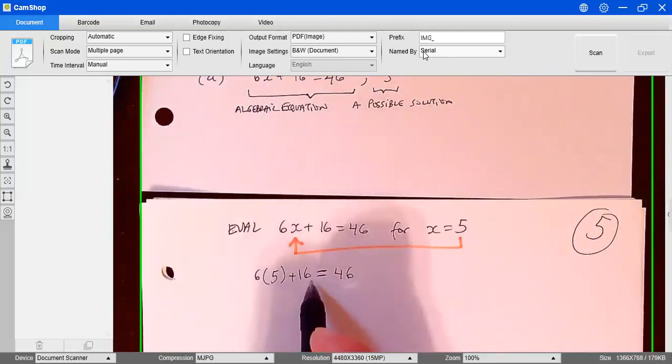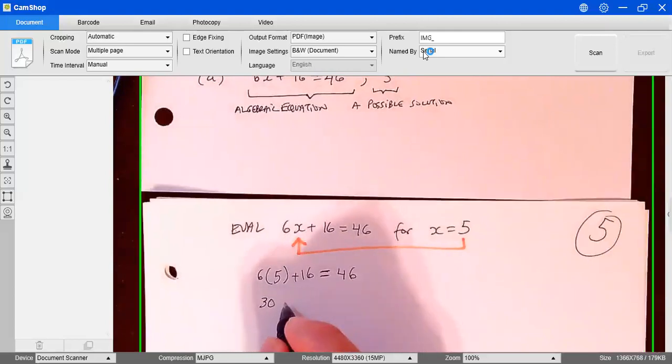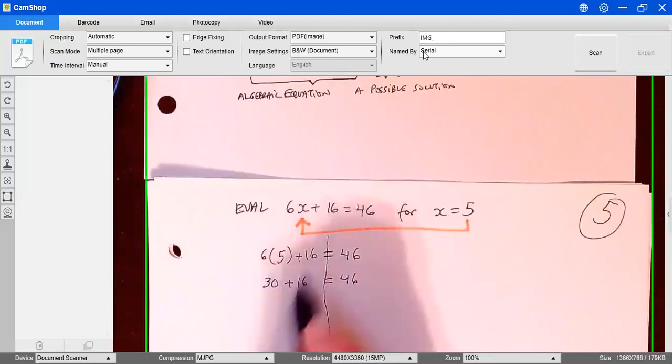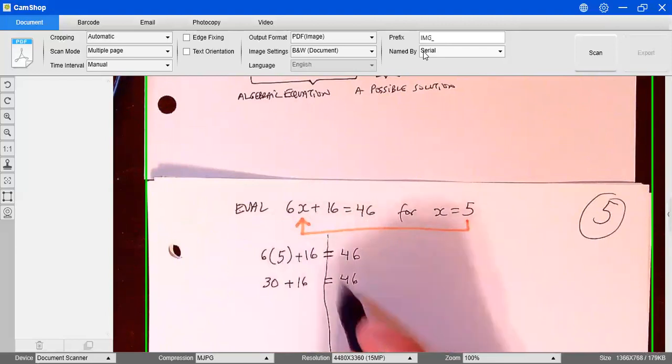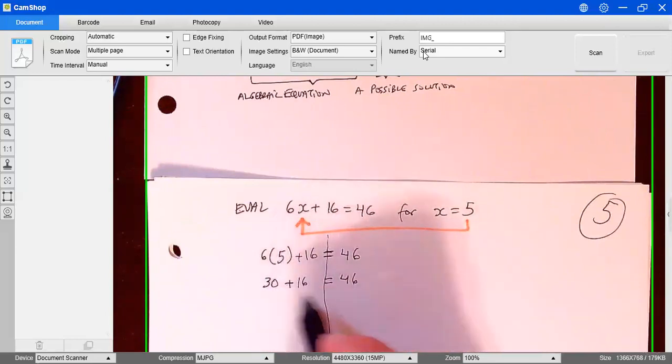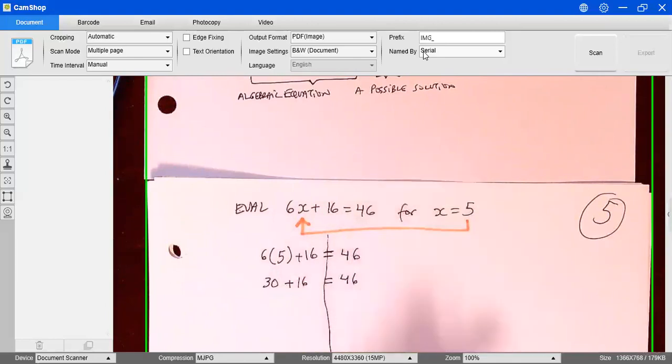The left-hand side is 6 times 5, which is 30, plus 16. The right-hand side is 46. So imagine that at this point there is a barrier here. Anything happening on the left-hand side has nothing to do with everything happening on the right-hand side. So I just need to simplify the left-hand side and simplify the right-hand side if I need to, and then at the end I'm going to verify whether I get a true statement.